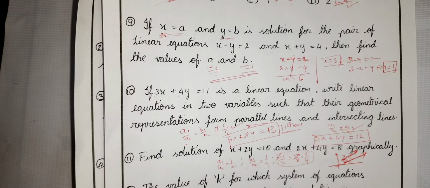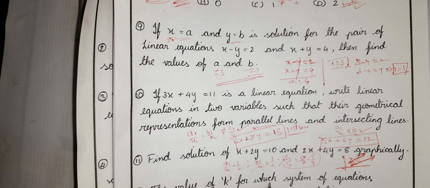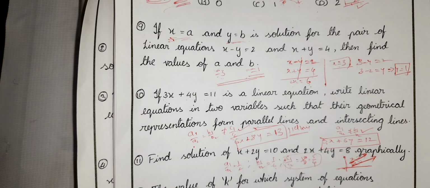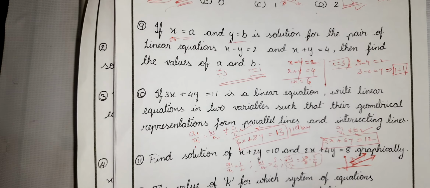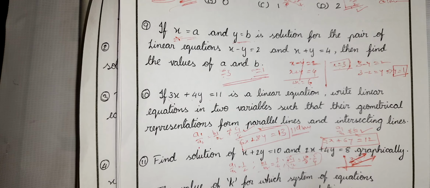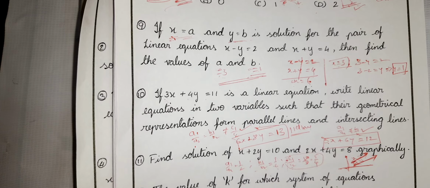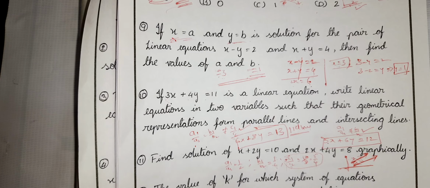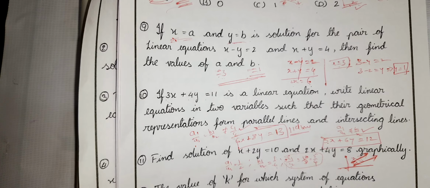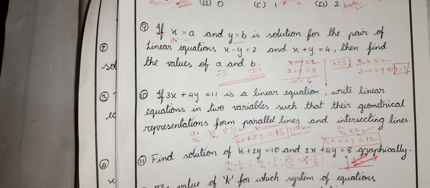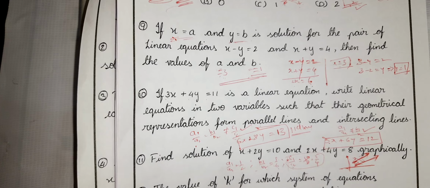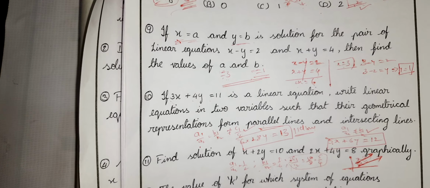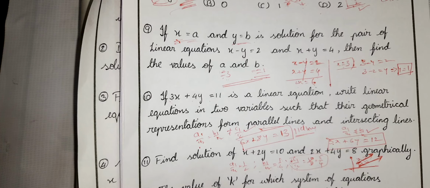Now the value of k for which the system of equations kx minus y is equal to 2 and 6x minus 2y is equal to 3 has no solution. Again, no solution means A1 by A2 must be equal to B1 by B2. So k by 6 is equal to minus 1 by minus 2, that is equal to 1 by 2. Cross multiplication, k is equal to 6 by 2, that is equal to 3. So k is equal to 3.